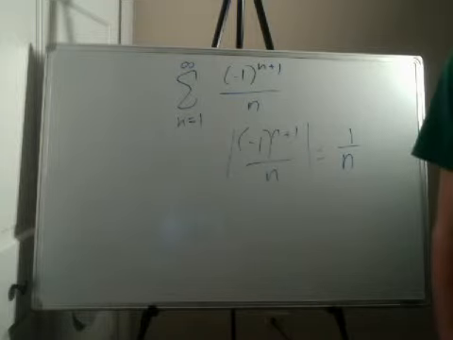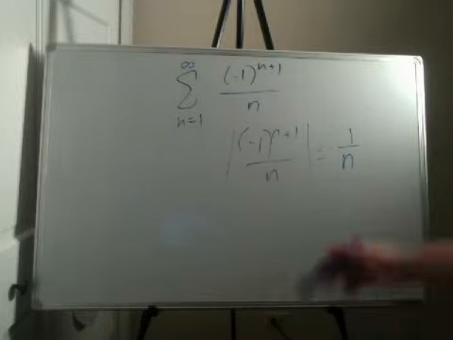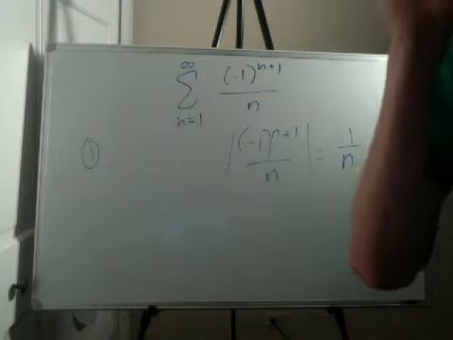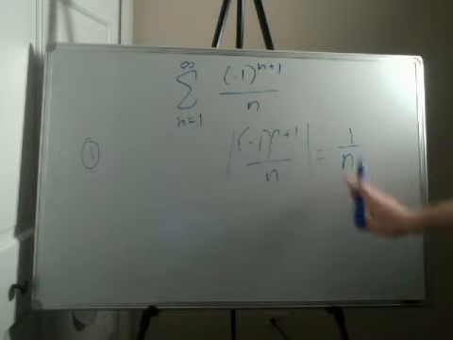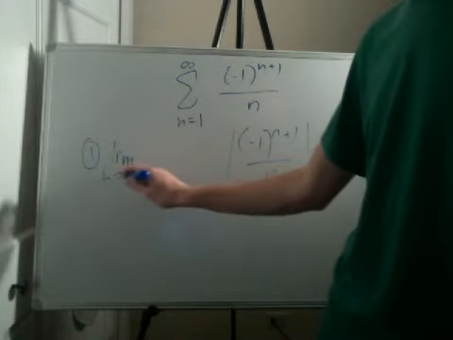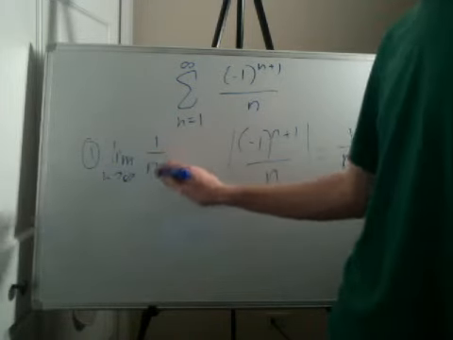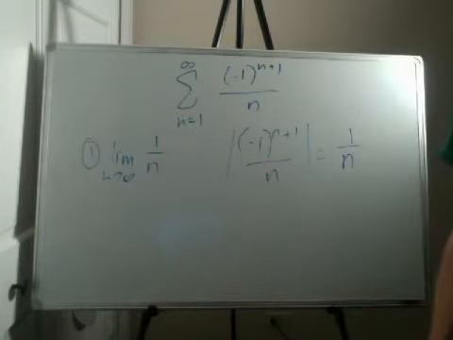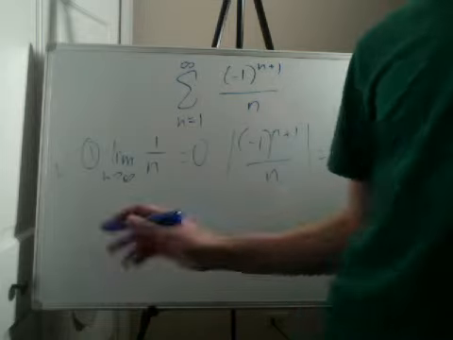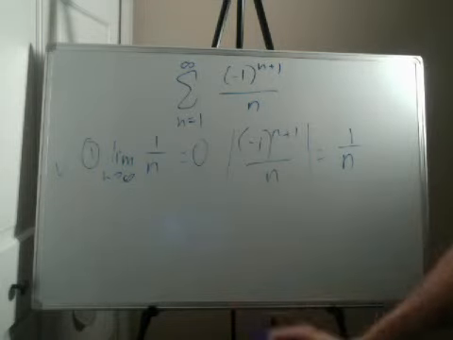Now that we have that, the two-step process is to check an alternating series. The first one is to take the limit of the absolute value. So in this case, it would be the limit as n approaches infinity of 1 over n. And just check to make sure that equals 0. If that equals 0, then you passed one of the tests. If that does not equal 0, then this is not going to converge.